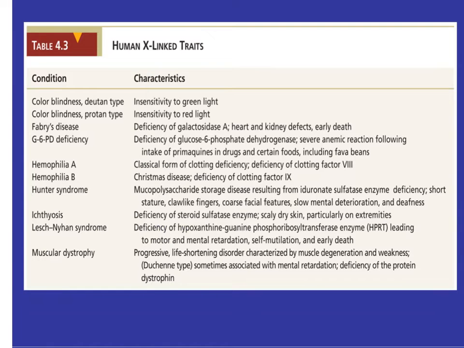Here are some examples of human X-linked traits. Color blindness is an example of an X-linked trait. Hemophilia is another example of an X-linked trait that you may have heard of. And possibly Hunter syndrome, muscular dystrophy. There's tons of X-linked traits. There's no need to really memorize them, but you will see them as we come across certain practice problems.